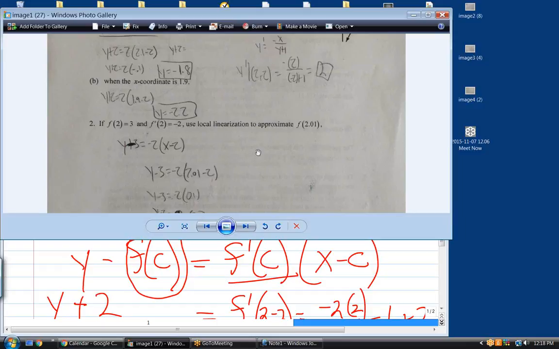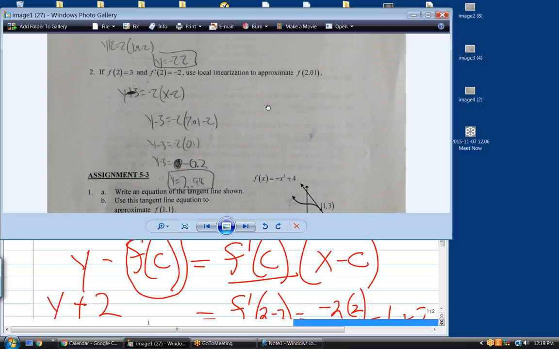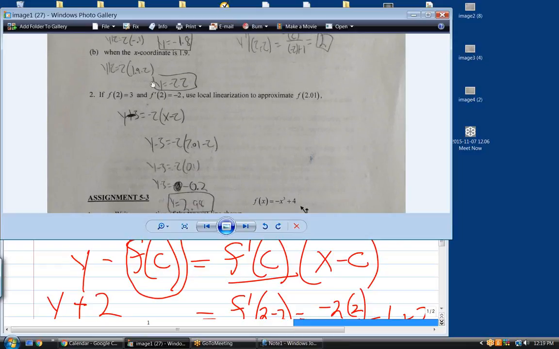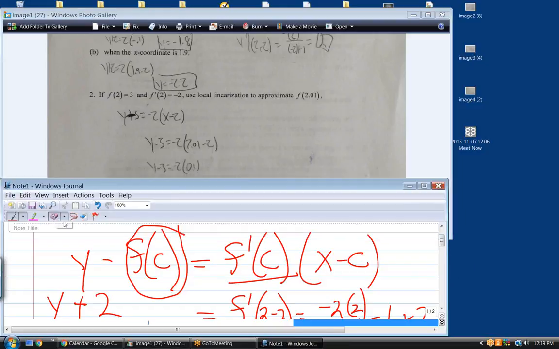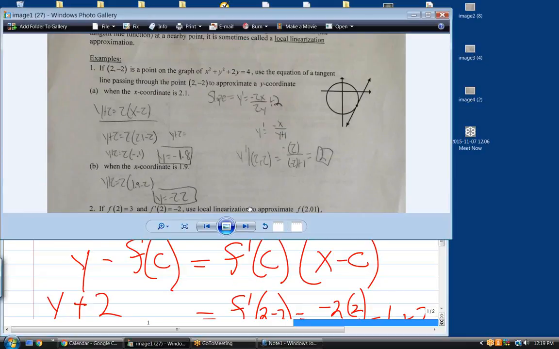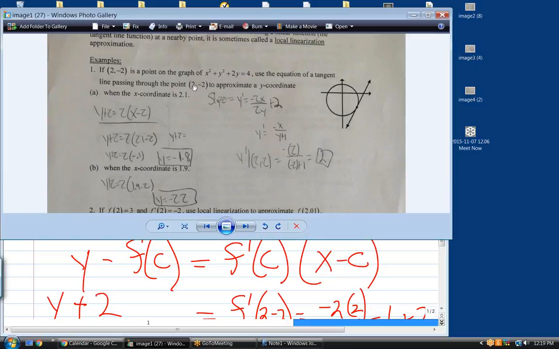Okay? For the second problem, they're basically giving us everything we need to know. In other words, we know that we're going to use this equation, and I could take that f of c and move it to the right side if that's the way it's been presented to you, but this is the way my book lists it. They tell us that when x is 2, y is 3. So it's the same information they gave us right here. Right here, they told us that when x is 2, y is minus 2.